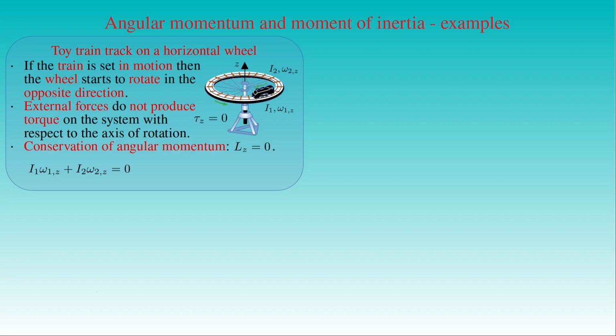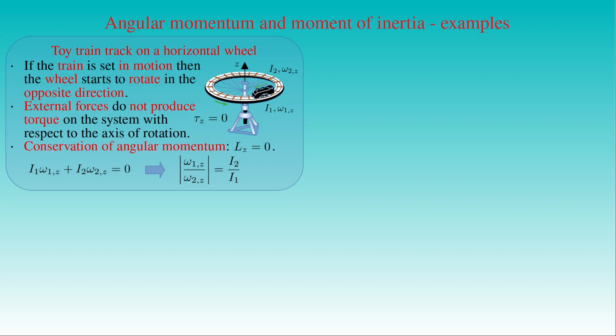Here the z components of the angular velocities ω1 and ω2 have opposite signs since they describe rotations in opposite directions. Then the absolute value of the ratio of ω1z to ω2z is equal to the ratio of I2 to I1. In other words, the ratio of the angular velocities of the train and the wheel is inversely proportional to the ratio of their moments of inertia. For a given angular velocity of the train, the angular velocity of the wheel is proportional to the moment of inertia of the train but inversely proportional to the moment of inertia of the wheel.